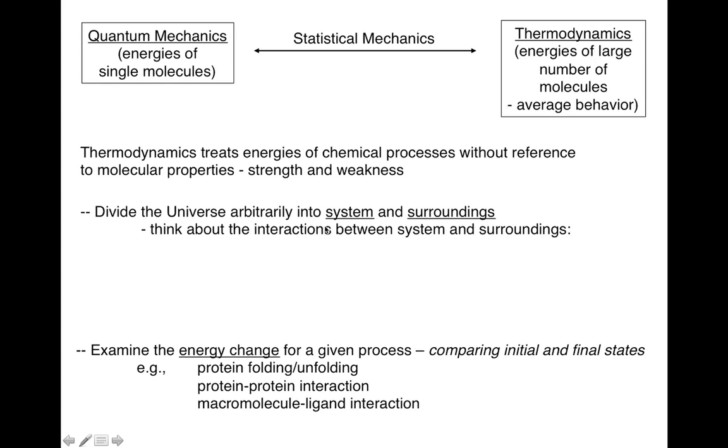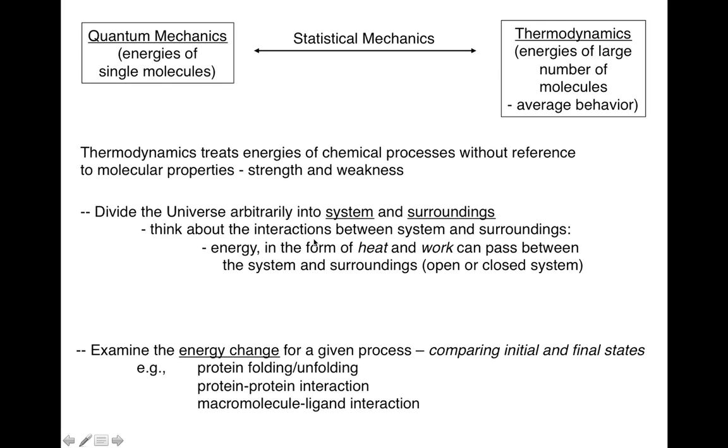So we can think about the interactions between the system and the surroundings, and we can have energy transferring between them. For example, you start a chemical reaction, heat might be absorbed or released, or the reaction can do work on the system. For example, in an engine, you can have work due to the pressure-volume expansion pushing on a cylinder. So you can have heat and work passing between the system and the surroundings.